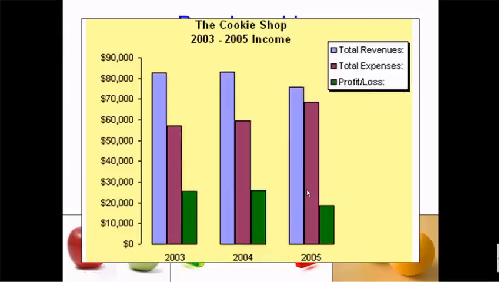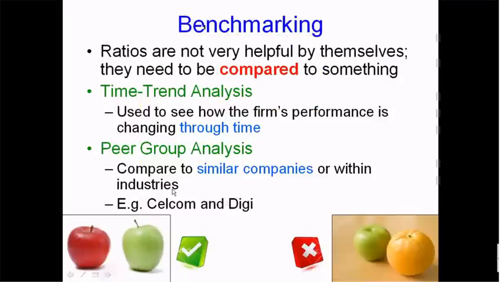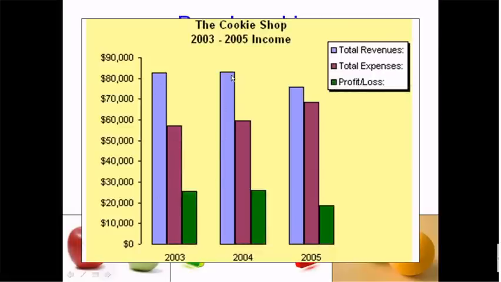So making comparison, you can see, okay, this is a cookie shop, right? 2003, 2004, 2005. By looking at the graphs, you can actually see how well they have performed, whether their performance has improved or worsened from year to year.